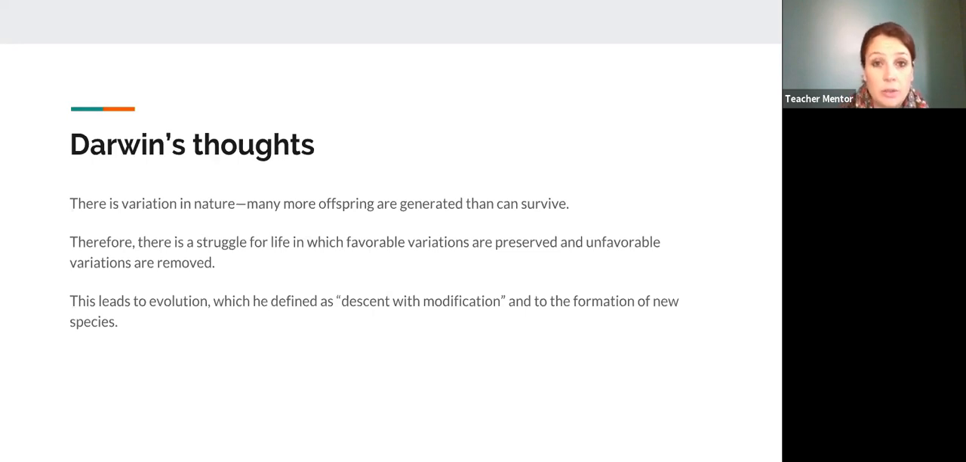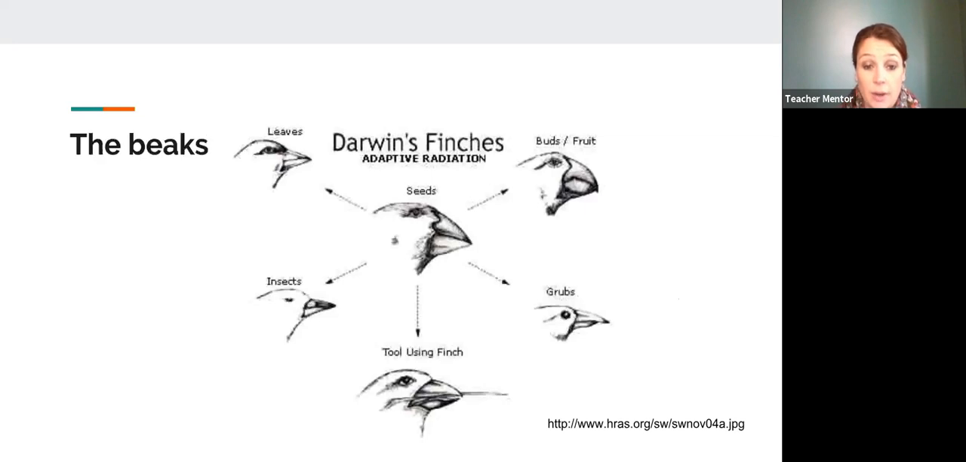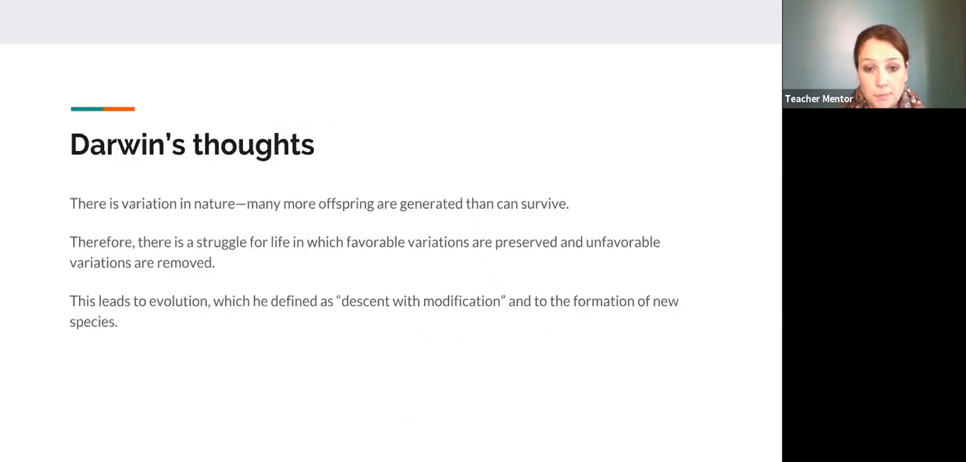So if we go back to the finches, let's say the bird in the center with the thick, bulky beak is on an island where it has to feed on seeds. A thin grub beak is not going to be able to crack those seeds. So the thinner beaks would be an unfavorable trait, and they wouldn't be passed on. They would basically disintegrate. And the bulkier, stronger beaks would be passed on from generation to generation.